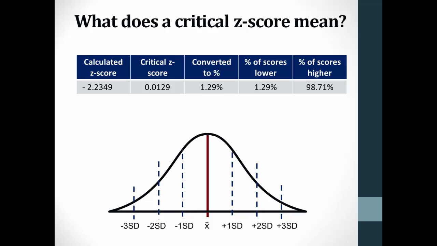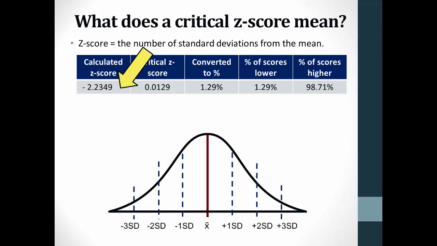Okay, so what does this all mean? Remember that a z-score is equal to the number of standard deviations from the mean. Our original z-score, the one we calculated in our last example for the raw score of 16, was negative 2.2349. As our z-score is a negative number, indicating that the value is lower than the mean, we know that the score will be somewhere to the left of the mean. The z-score of negative 2.23 means that it is 2.23 standard deviations below the mean, or about right here.